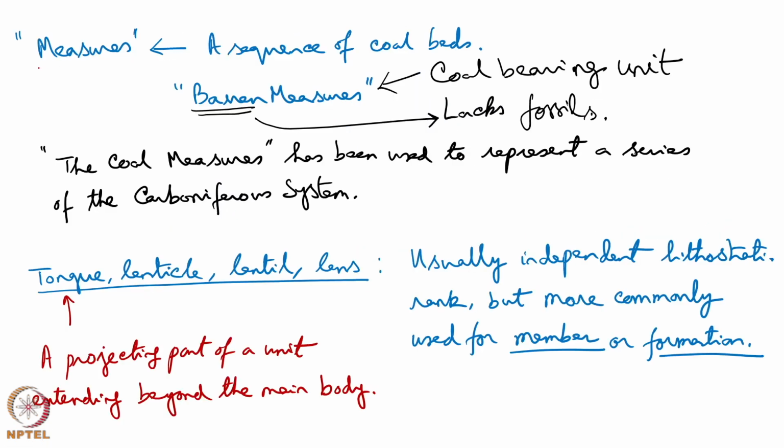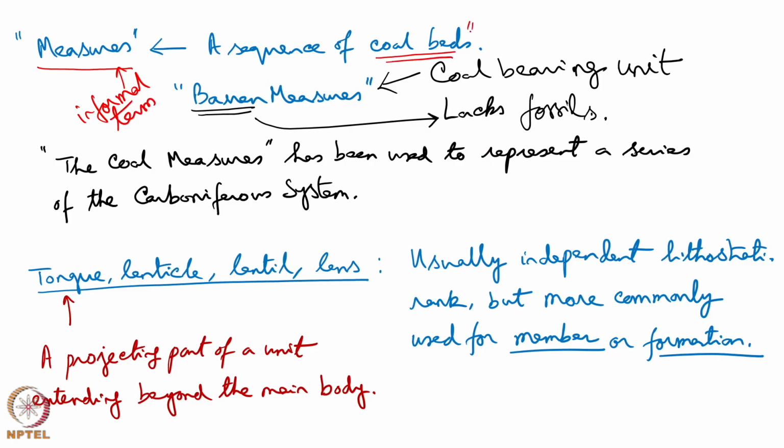The word measures has been used in stratigraphy. It is not a formal term. The formal terms are formation, member, bed, and then above formation are the group and supergroup. Measures does not come in this list, therefore, it is an informal term. And it is used in stratigraphy. What is the meaning of measures? It is a sequence of coal beds.